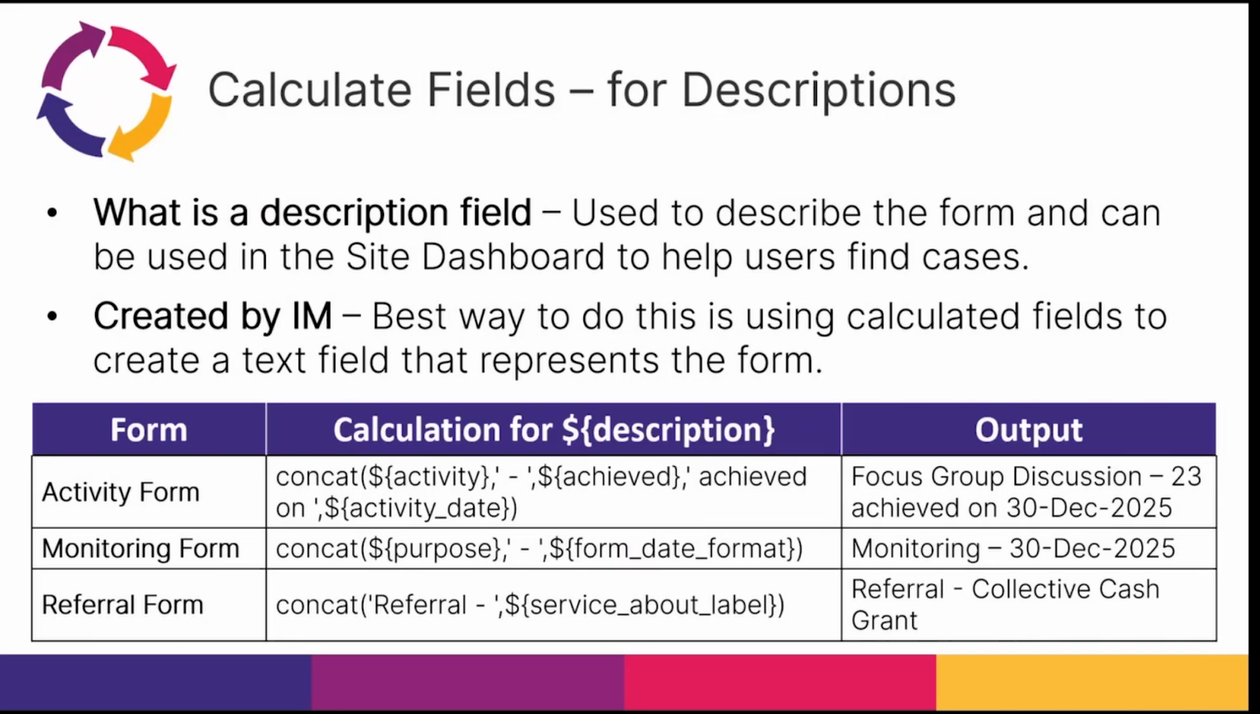For our activity form, we're going to have the name of the activity that was done, followed by how many things were achieved, how many people were there, or how much of something was done, and then the date it was done on. That information is included a little in the metadata and also in the form data, but we're pulling together 3 different fields into one description and using that in our site dashboard to make things more understandable. Similarly, with the monitoring form, we're just taking whether it was an assessment or monitoring, and adding the date. And in the referral form, we want to make it clear that it's a referral and not an activity, so we're preceding everything with referral hyphen, and then using whatever the person selected as the referral.